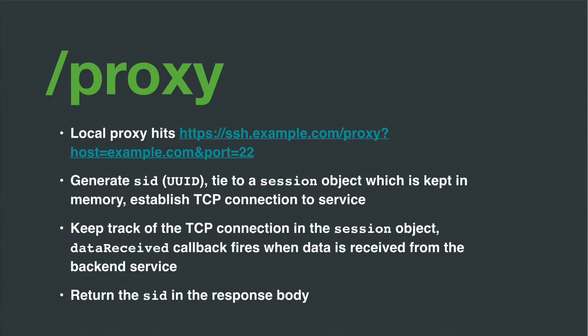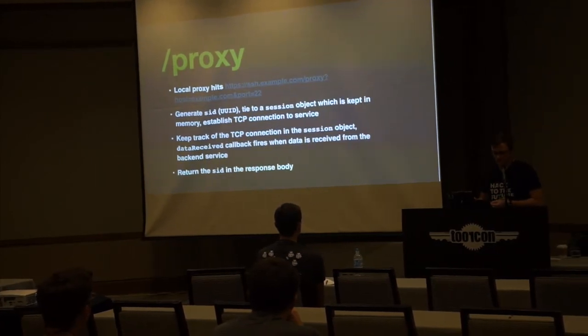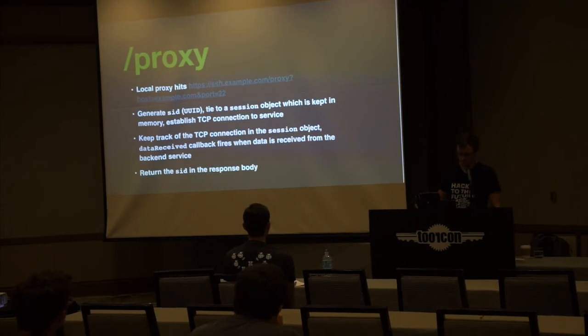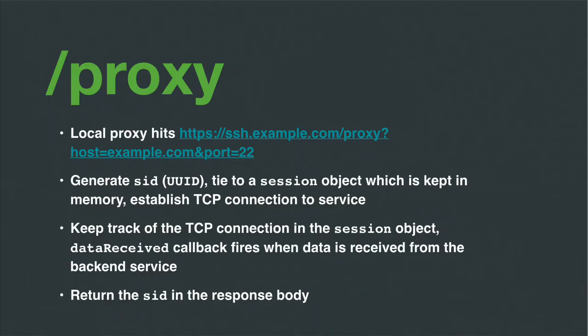So next, the local proxy will hit this slash proxy handler, which the server, once it receives that request, is going to create a UUID, and then tie it to a session object, something that we can keep in memory to keep track of these connections. And then we establish the TCP connection to the server. So we keep track of the connection in the session object. And then we have these callbacks that fire whenever we get new data from the server. And once we're done with that request, we return that session ID or UUID in the response body, so that the client knows from now on, when I make these WebSocket requests, use this session ID to identify myself.